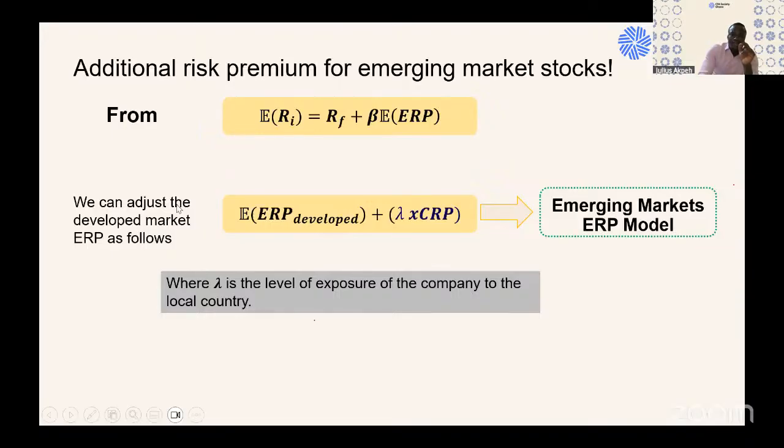We cannot take the expected return on the S&P and end it there. We need to add something to account for the equity risks in Ghana here, and that's the country risk premium. This is what we call the emerging markets equity risk premium model. It takes the developed market equity risk premium plus the country risk premium, but there is an adjusting factor, which is the lambda. The lambda is going to tell you the story on the level of exposure of the company to the local country. So if the company is in Ghana here, how exposed is the company to Ghana?